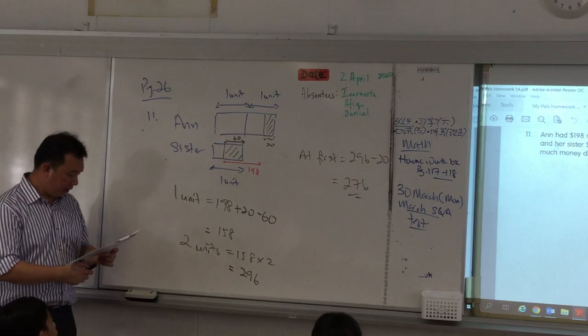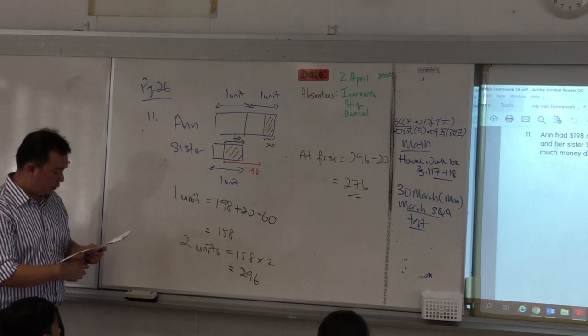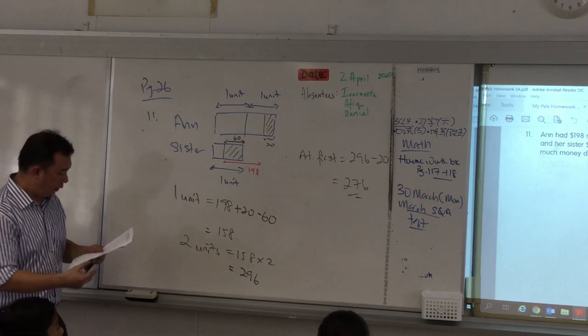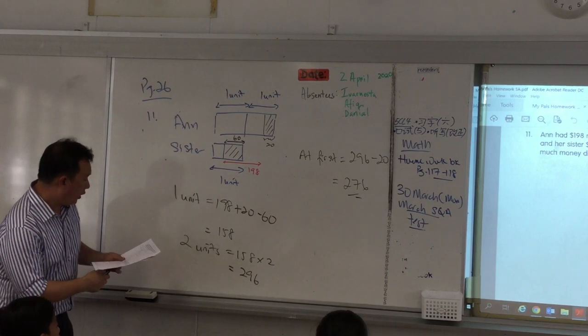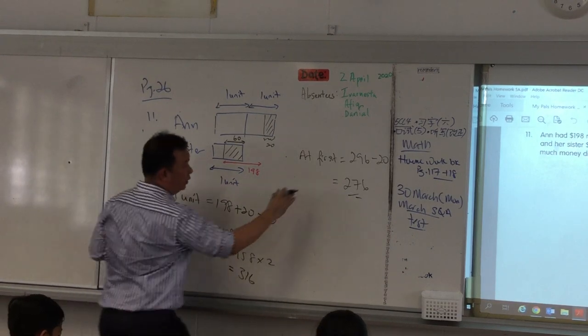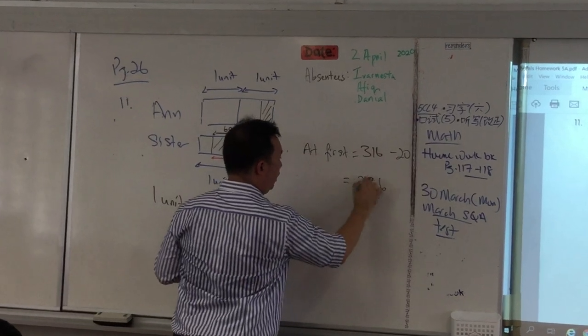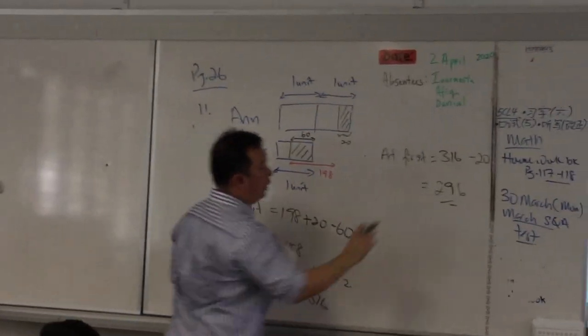Alright, so at first Anne had $276. Sorry, I think I made some mistakes. You can't see. Sorry? Which one? 300 and this one? Yeah. And this one? 200 and okay. Alright.